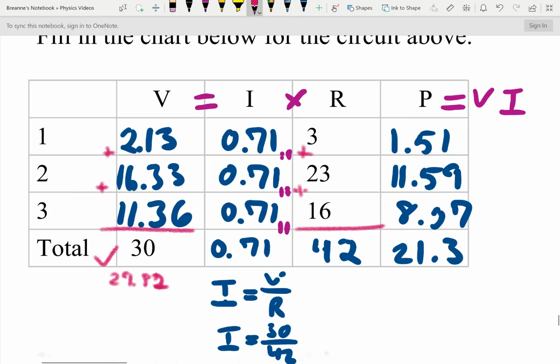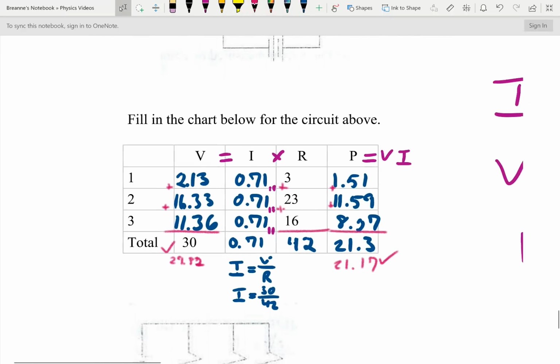And again, to check your math, these should add up. So you're going to do 1 point that, 11, and 8, and you get about a 21.17, so that rounds, and you are good. Woohoo! So we did the math right, and we were able to check it. Yay! So there we go. So that is your series circuit.